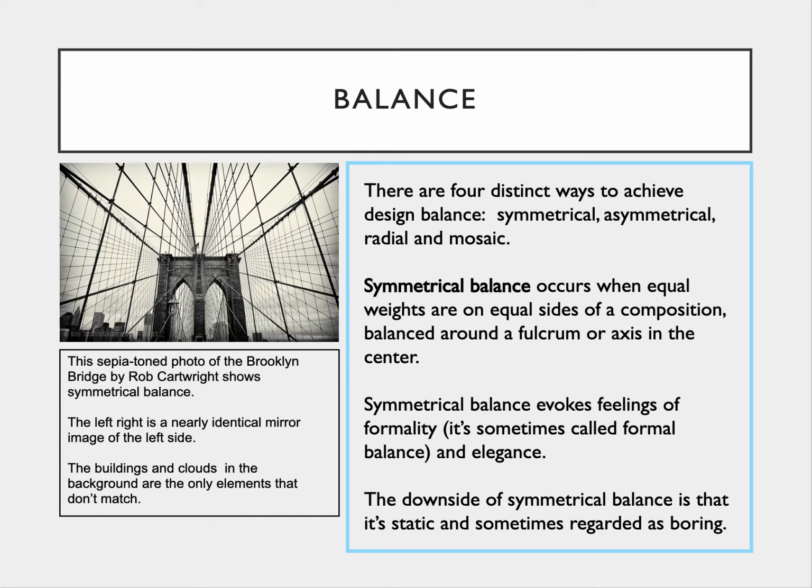So there are four distinct ways to achieve design balance: symmetry, asymmetry, radial, and mosaic. Symmetrical balance occurs when equal weights are on equal sides of a composition. Usually it's called a mirror image. Symmetrical balance evokes feelings of formality and elegance, but it can be static and sometimes boring. This is a beautiful example of well done symmetrical balance that is not boring at all. This has got so much going on.